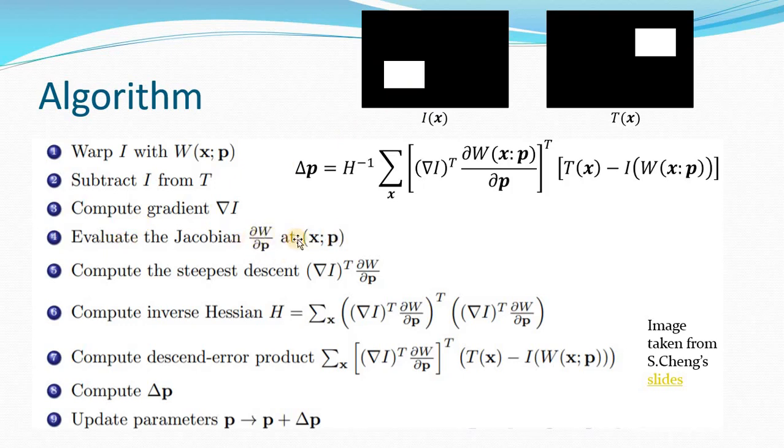Next you have to evaluate the Jacobian at that particular p. This will take a little amount of time extra. Then you have to multiply this del I that you have got with the Jacobian. That will take some more time. Then you have to compute an inverse of Hessian. So you have to first calculate this Hessian matrix, that is, you have to do these multiplications, and then you have to calculate the inverse, which will take some more time. And then you have to calculate this particular thing.